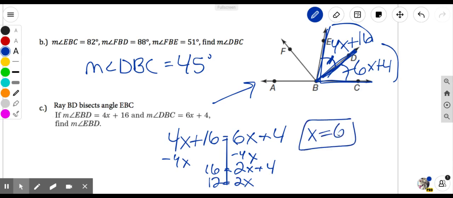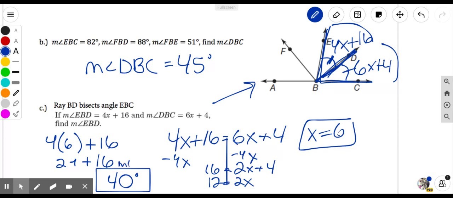Now that we know x is 6, we still have to find the measure of angle EBD. So that was 4x plus 16. So 4 times 6 plus 16. 4 times 6 is 24. Plus 16 would be 40. So the measure of angle EBD is 40 degrees. Okay, so there's one involving a bisector.